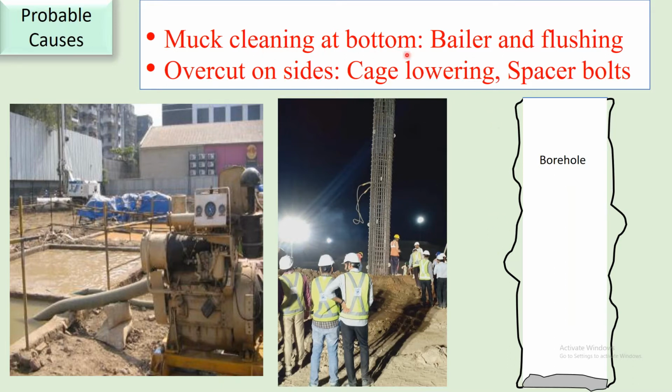For example, muck cleaning at the bottom. We used the baler and we back flushed it with the bentonite slurry, but still we feel that there is scope here. It may not be proper. Then overcut on the sides. This figure shows that when you are inserting the cage, probably because of these kind of cover blocks, it may be getting overcut, or because of some other issue. When you are pouring the concrete, the overcut may be happening because of the lowering of the cage or because of the spacer blocks here.